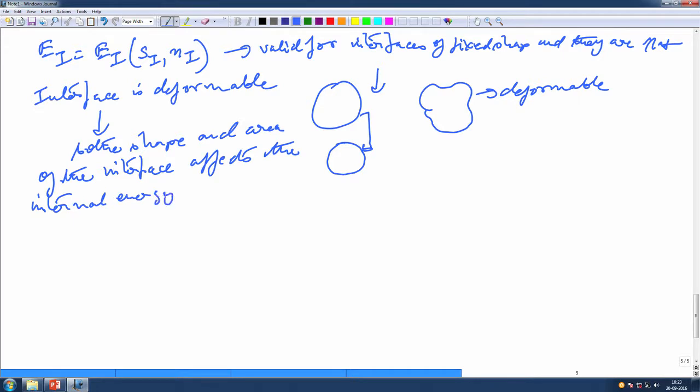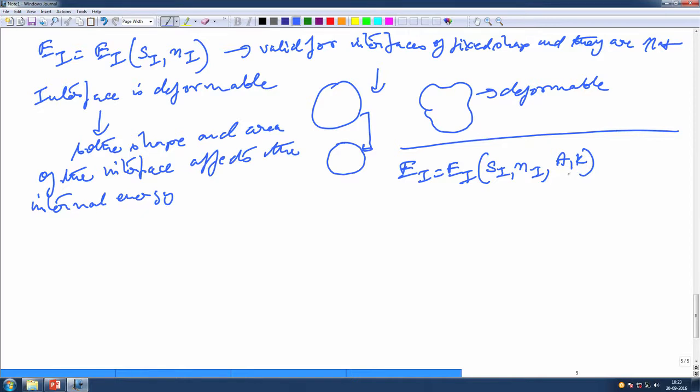In that particular case, EI is not just a function of two parameters, it is a function of SI, NI, comma A and K also. What are A and K? A is the surface area of the interface and K is basically the curvature.